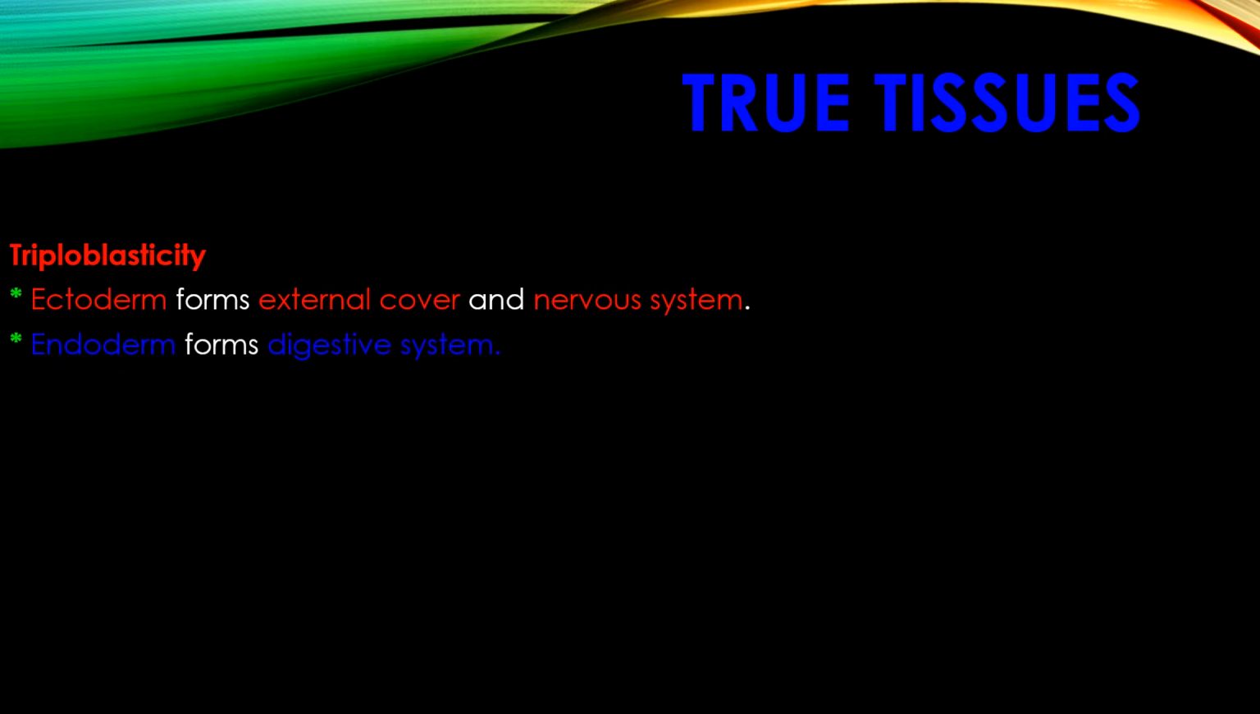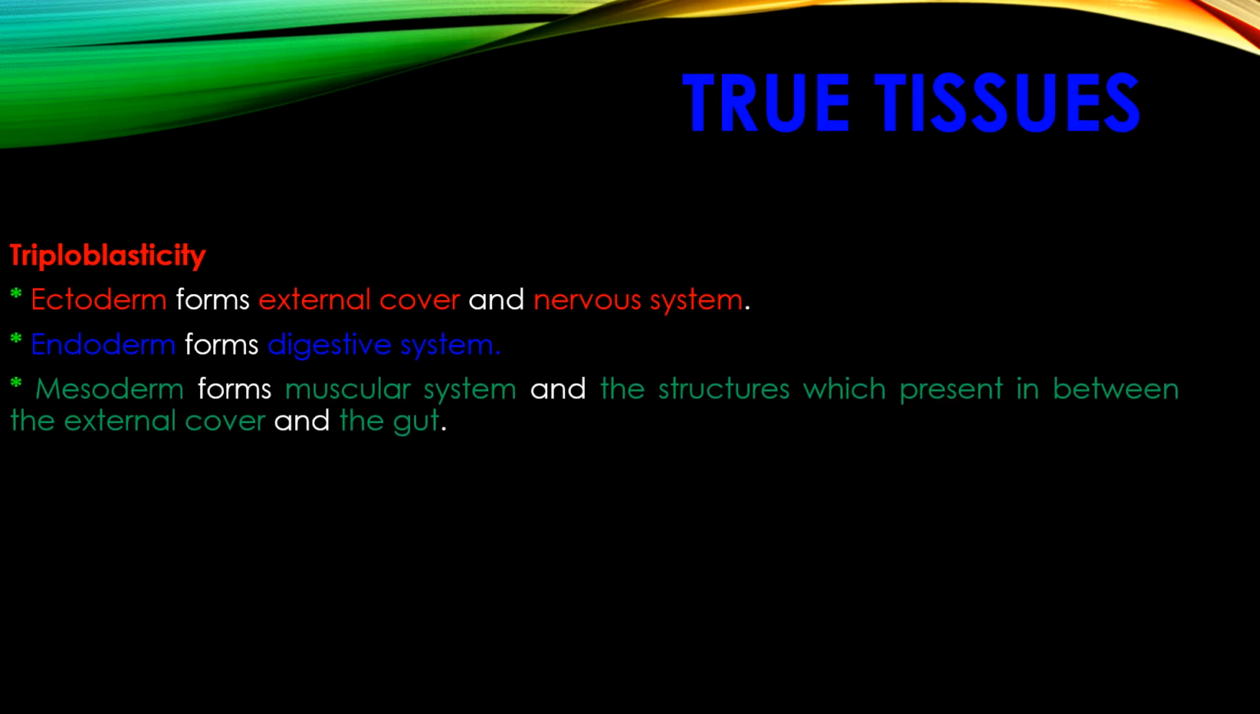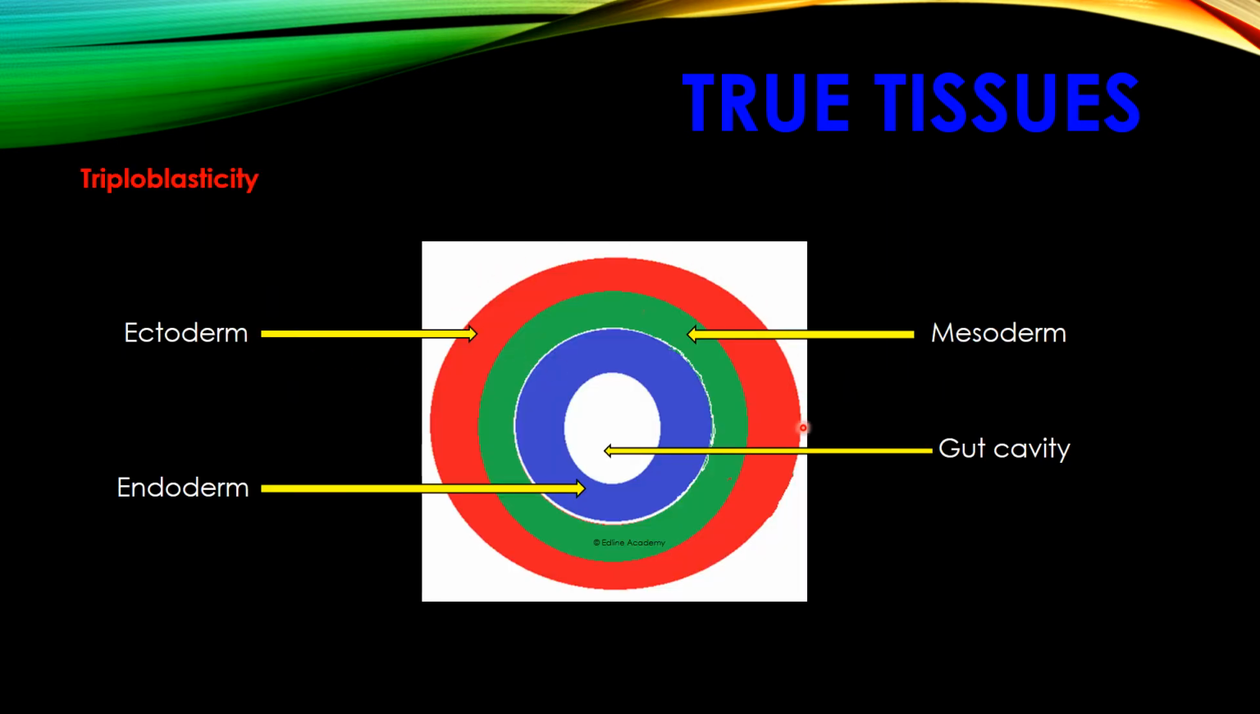Let's take triploblasticity. In triploblastic animals, the ectoderm forms the external cover or skin and nervous system, whereas the endoderm forms the digestive system. In triploblastic animals, mesoderm forms muscular systems and structures present in between the external cover and the gut. Take a look at this diagram.